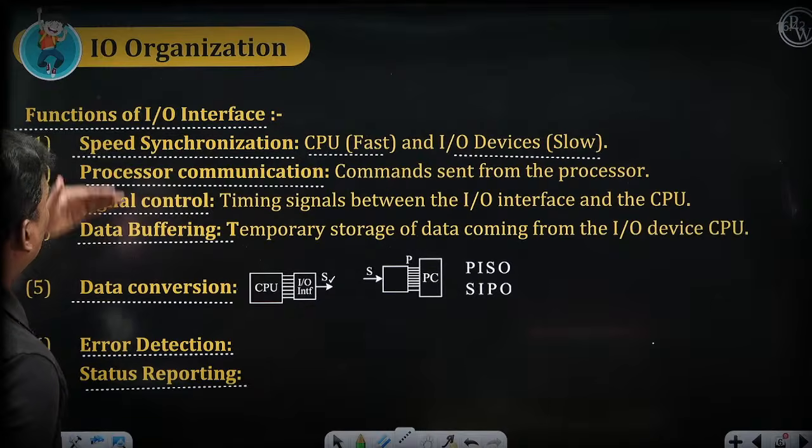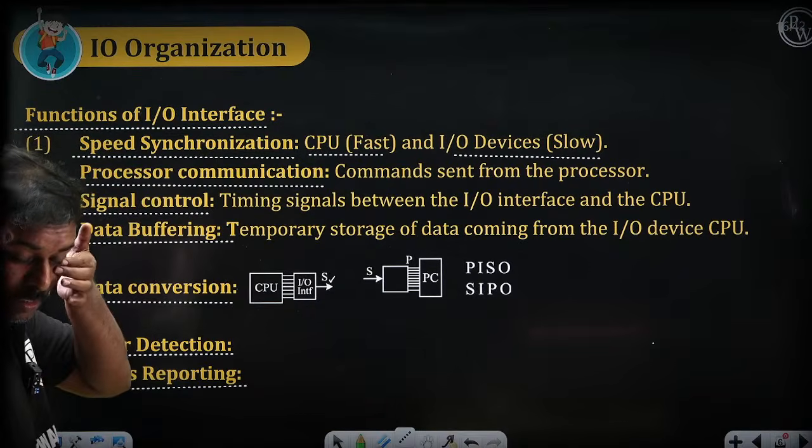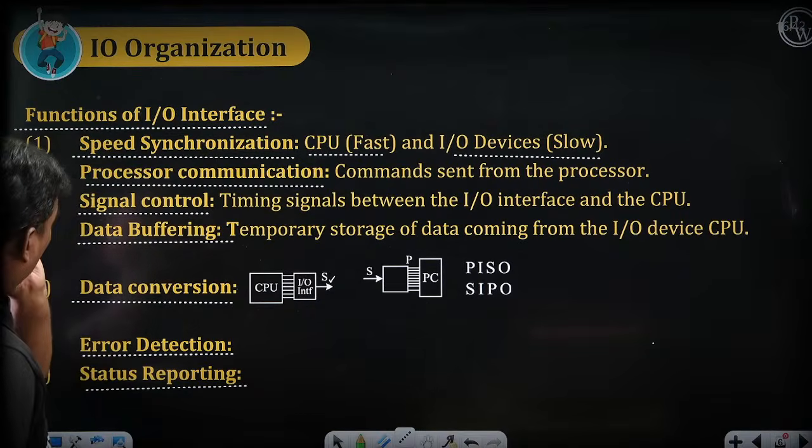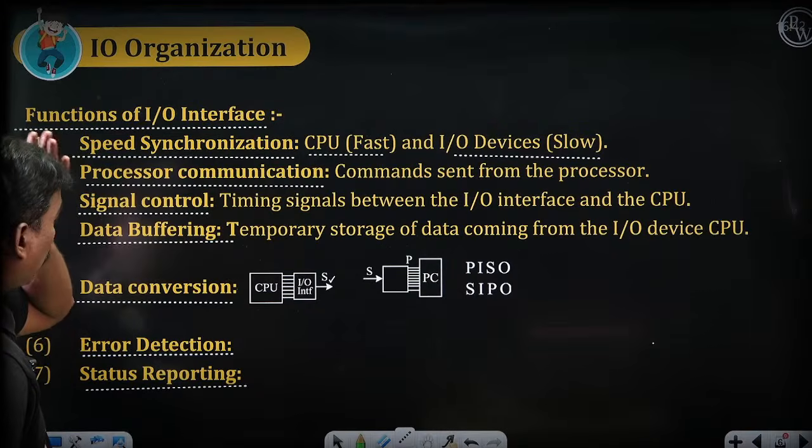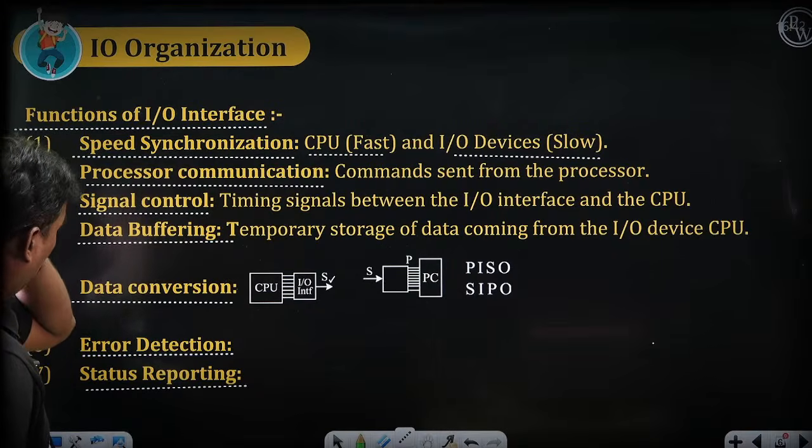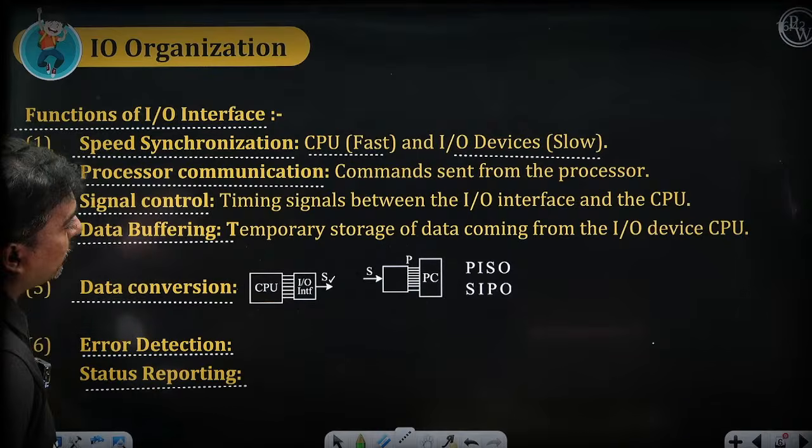Okay, so these are the functions of the IO interface. Please make a note of these points. Speed synchronization: the CPU is faster and IO devices are slower. Processor communication: command is sent from the processor.